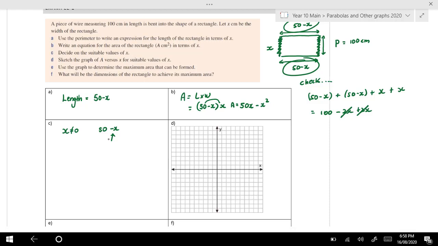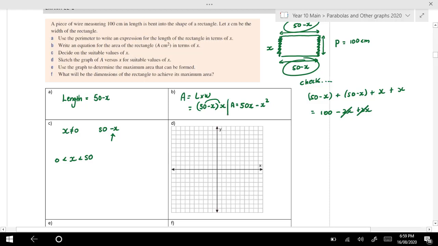So a suitable range of values would be x between 0, but not inclusive, and also let's go to 50. If it's 51, well, 50 take 51 is negative 1. You can't get a negative length, can you? So what we can do is adjust the length and the width to give ourselves a maximal amount of area. It says use the graph to determine the maximum area that can be formed.